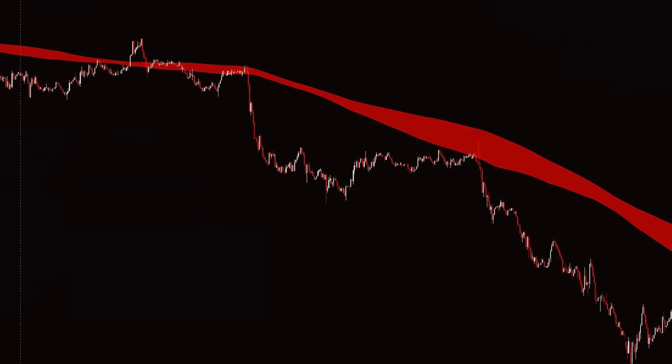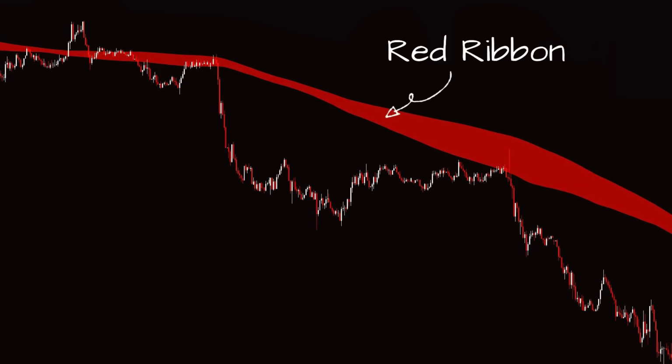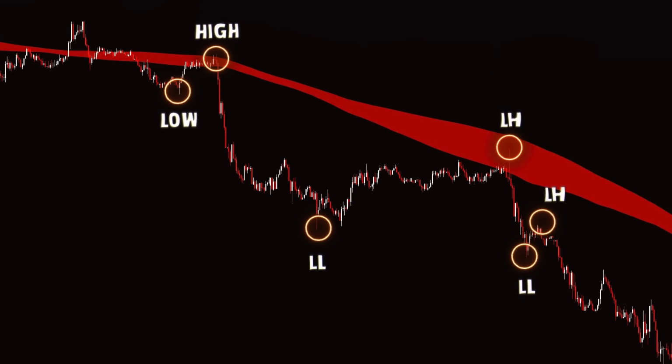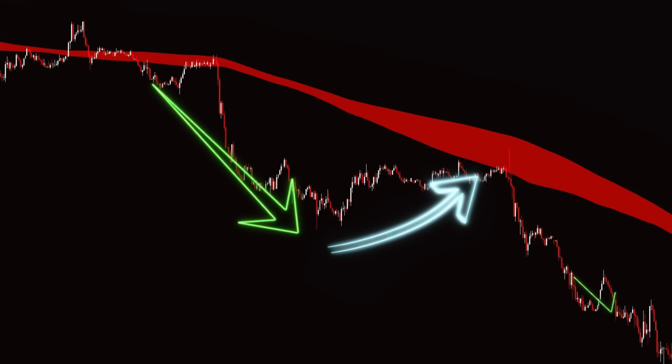Don't focus on the indicators yet. Look at what price is actually doing. Right here, the ribbon is red, price is making lower lows and lower highs. This is a classic bearish market structure. Sellers are completely in control. Notice the rhythm. Price pushes lower, it slows down, it pulls back, then the trend continues.